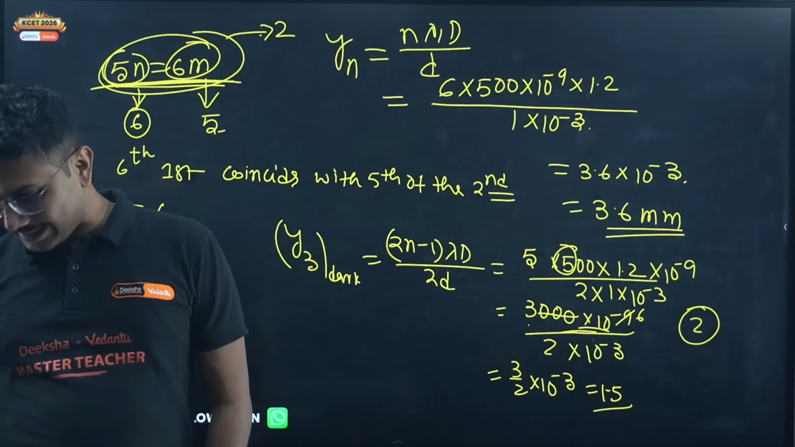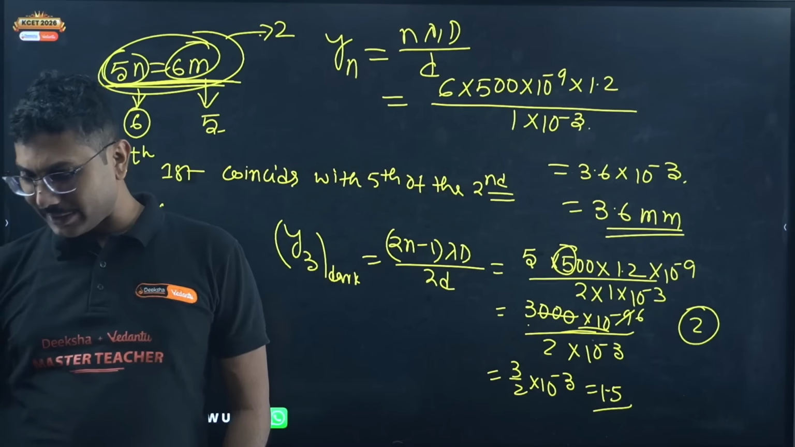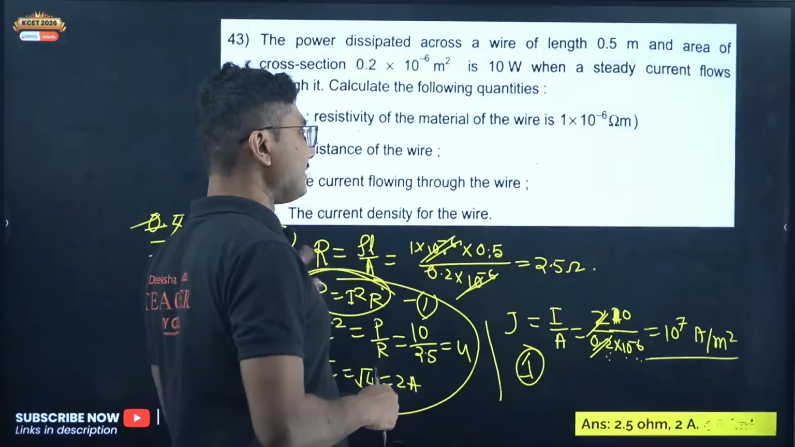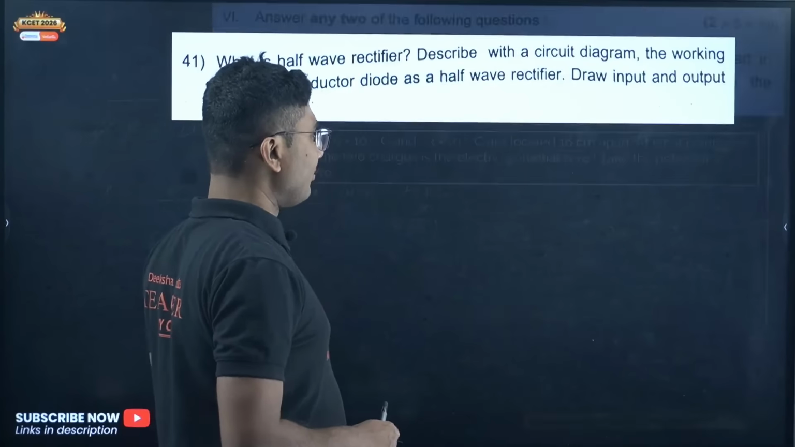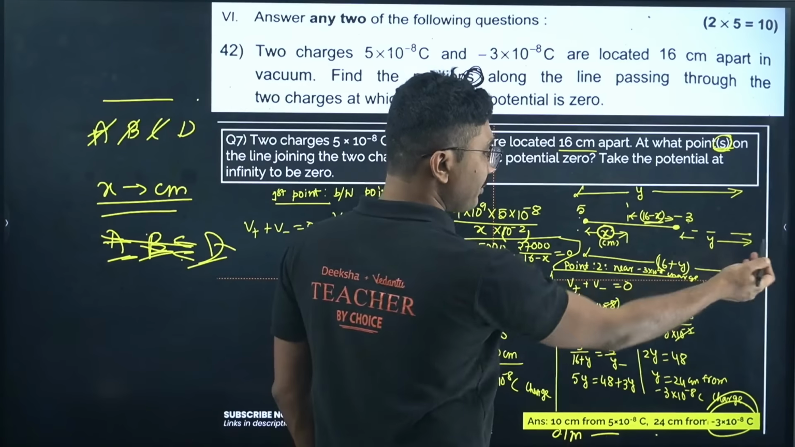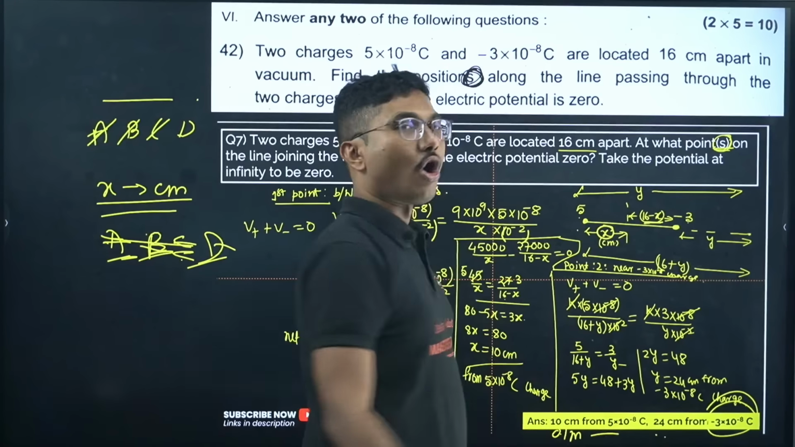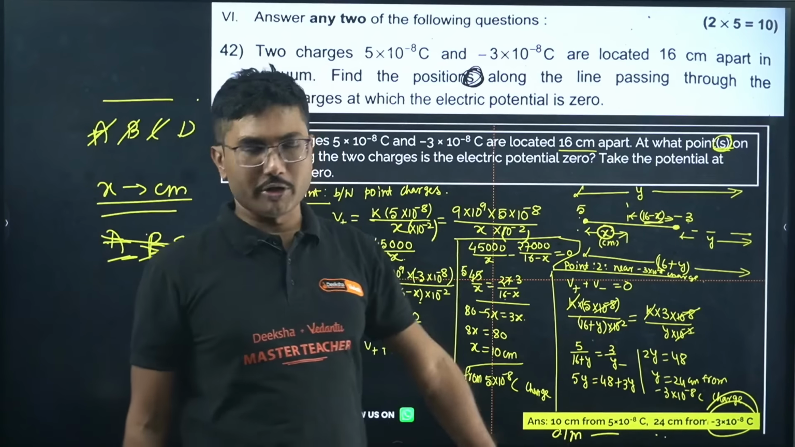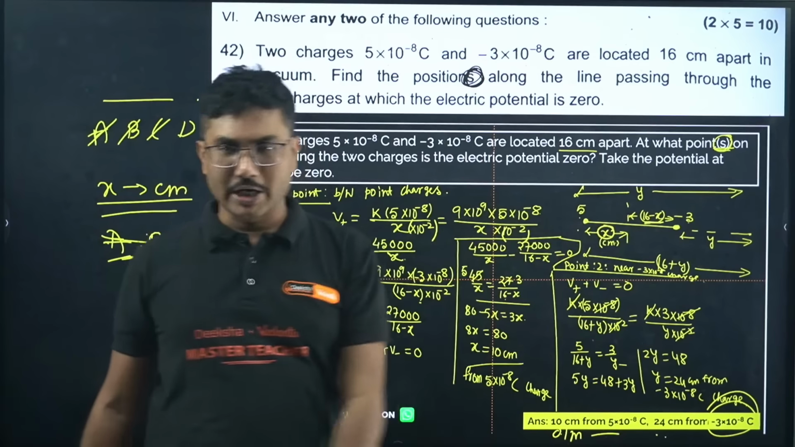I wrote 10 centimeter and 6 centimeter. 10 centimeter and 6 centimeter are not both correct. One of them is correct. Okay, 10 centimeter. If you are measuring 10 centimeter from one charge, the second position will be either 24 or 40, based on from which charge you are measuring.